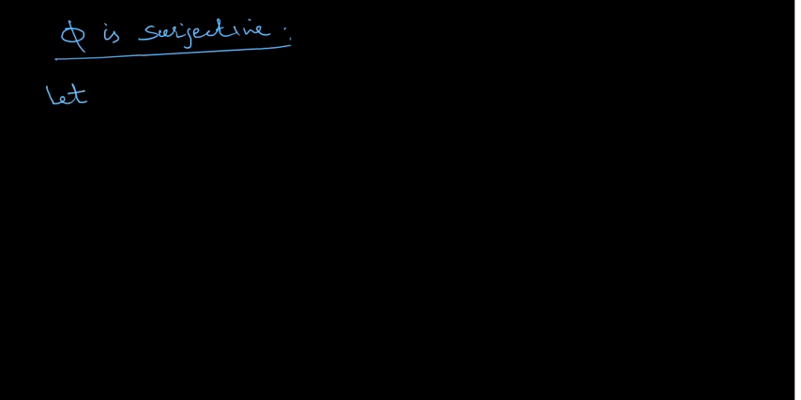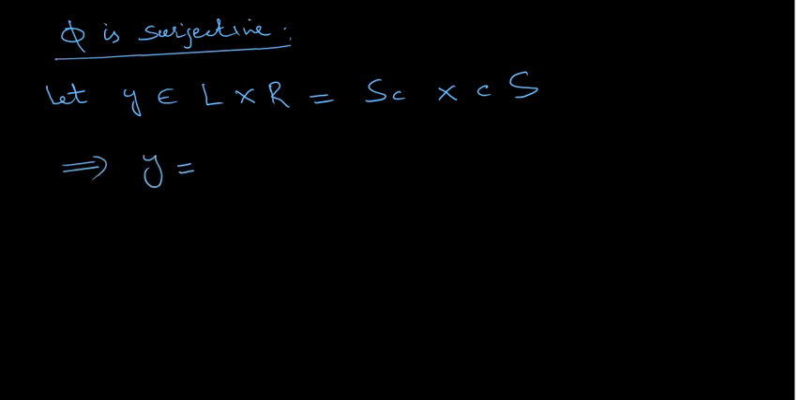Let y belong to L cross R. Okay. What's L? L means SC. Okay. Cross CS. So that means this y is of this type. The element of L means it's SC and element of T means it is C into element of S. That may be different. But we need to show that this T should be equal to S.